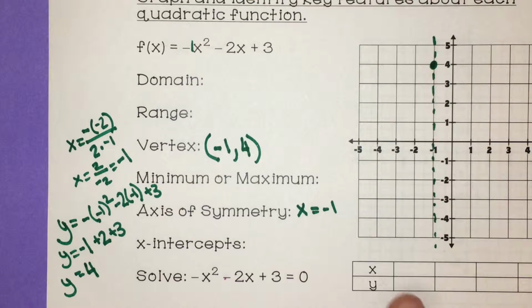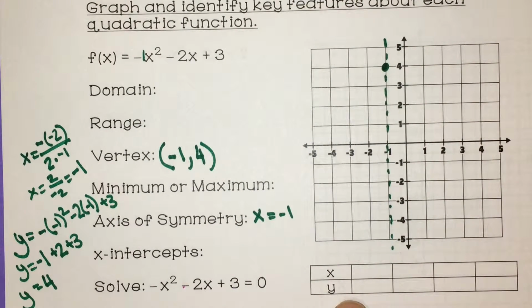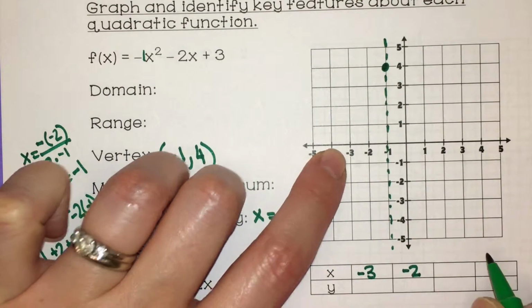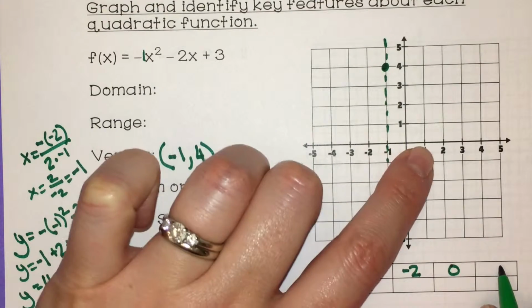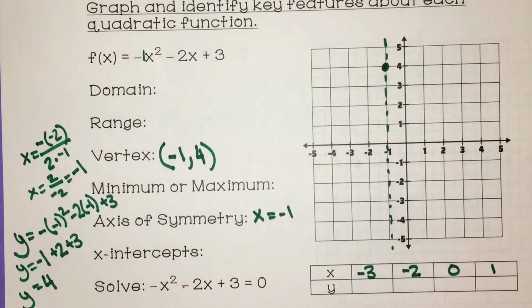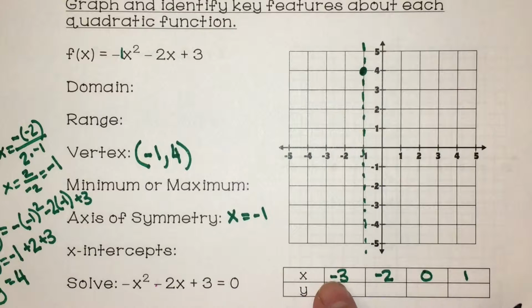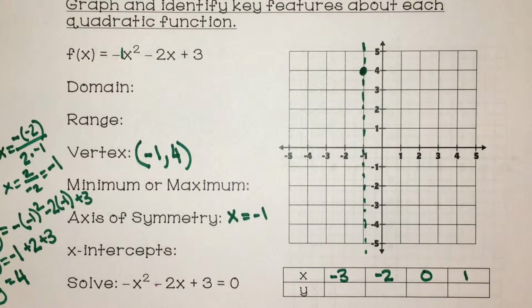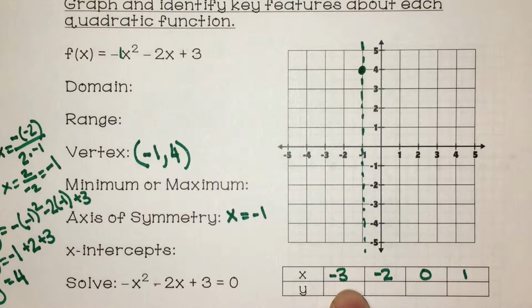All right, so all this other information, I can figure out as soon as it's graphed. The easiest way to graph is using a table. So I'm going to find two x values to the left, negative 3 and negative 2, and two to the right, where x is 0 and x is 1, and I'm just going to use a calculator. I'm going to plug in negative 3 for x. So I have a negative times, I always put it in parentheses, negative 3 squared minus 2 times negative 3 plus 3. And when you put that in the calculator, you get out 0.